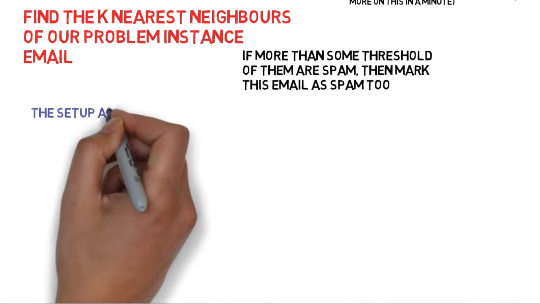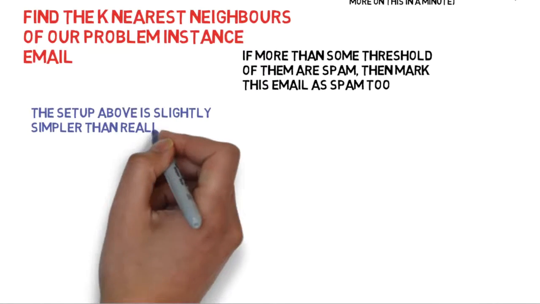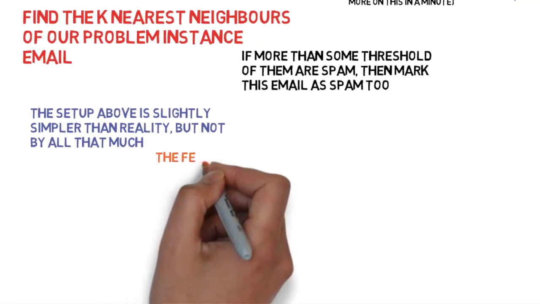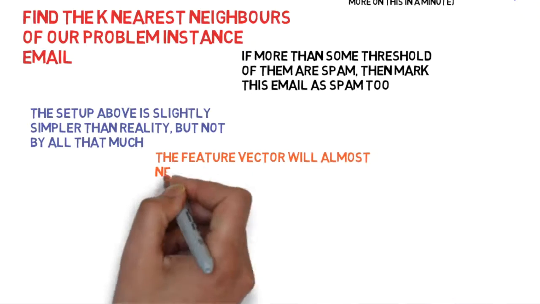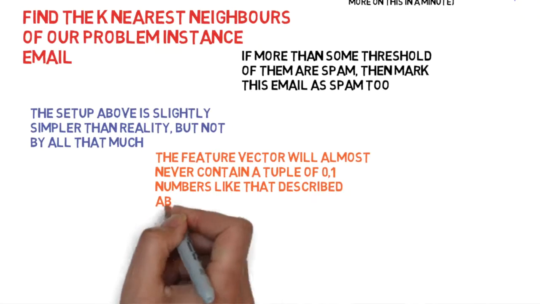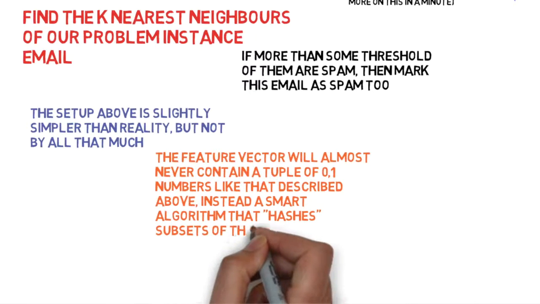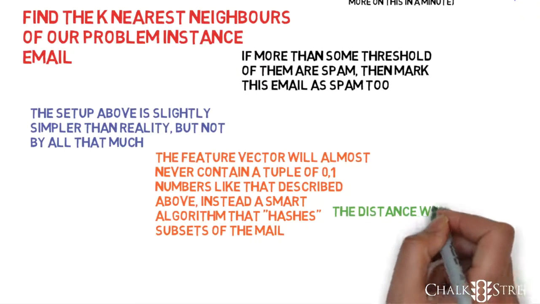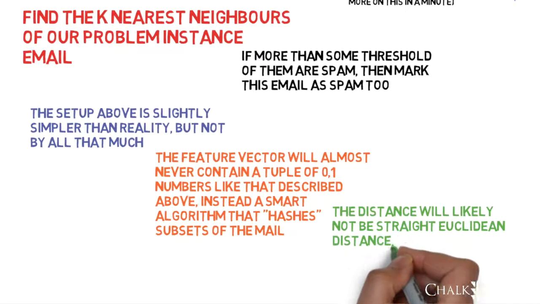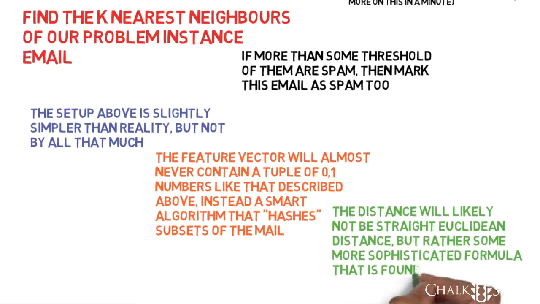In order to make it easy to understand, we've made the setup above slightly simpler than reality, but not by all that much. What would change in real life? The feature vector will almost never contain a tuple of 0, 1 numbers. Instead, a smart hashed subset of the email would be used. This would be to reduce the complexity of the computation that is involved. Similarly, the distance would not be a straight Euclidean distance, but some formula that is found to work well in training.